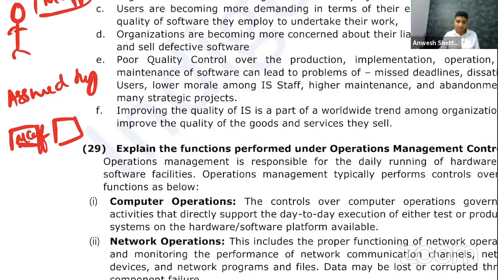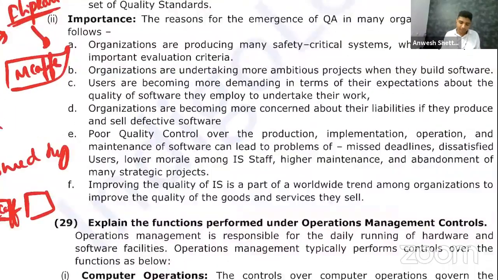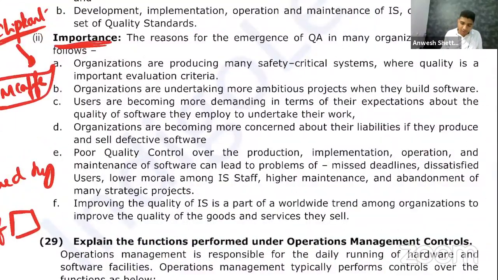Okay. So now, what happens if Flipkart does not have certifications from McAfee? The answer is, as a user, you will not trust Flipkart. So the question is, why do you want quality assurance from somebody? It is because of this, to build user confidence. Okay. So that is the point. Here they are saying, what is the importance of it? Organizations are producing many safety critical systems. So a payment gateway is a safety critical system where quality is an important evaluation criterion. As a user, you want to be certain that your data is not going to be misused.